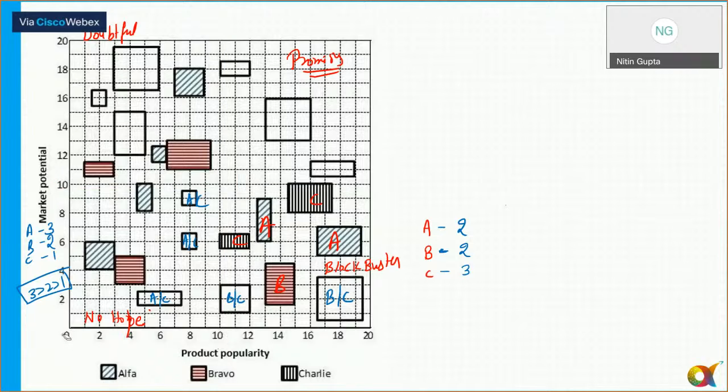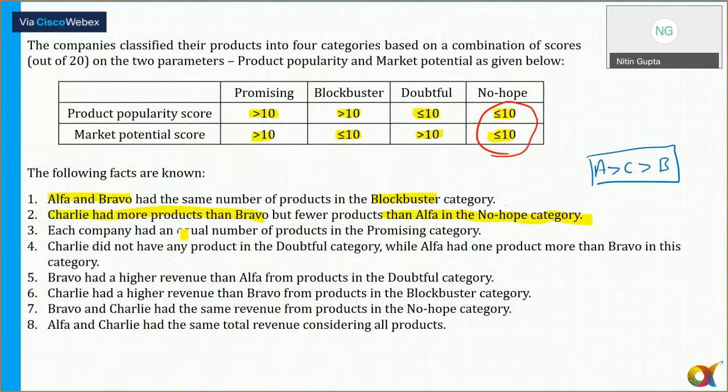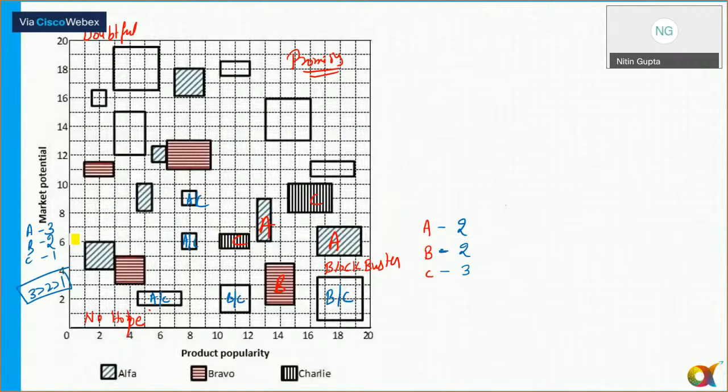Point number 3 says each company had equal promising category. So in the promising category, A is equal to B equal to C. So can I say there are three companies in the promising category? C should also be equal to 1. That is the only possibility. Each one of them is equal. So A equal to 1, B equal to 1, and C equal to 1 in the promising category.